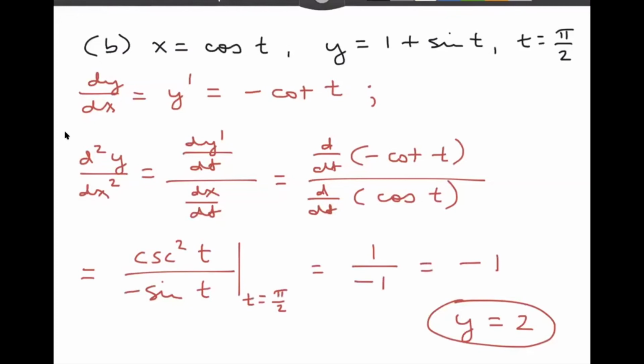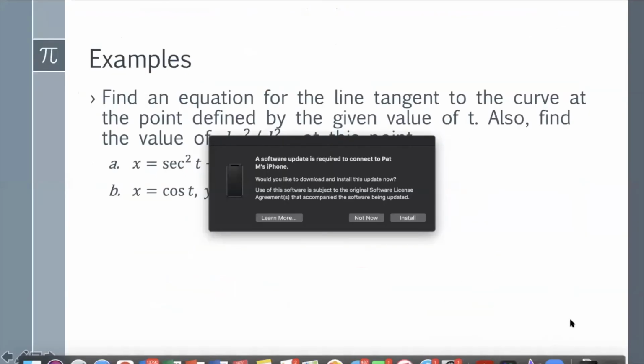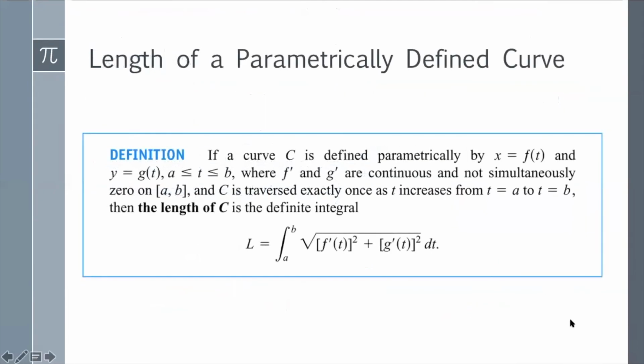All right, and that's going to do it for that batch of examples. So to wrap up this lecture, we're going to go back to the presentation and talk about the length of a parametrically defined curve. So you should have done something along these lines toward the end of Calc 1.